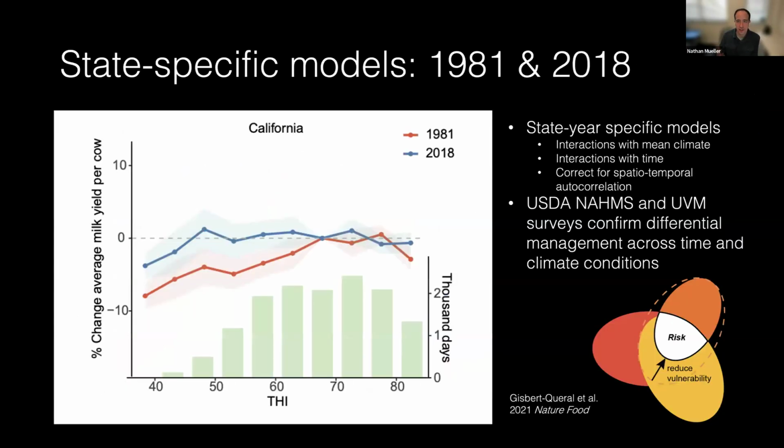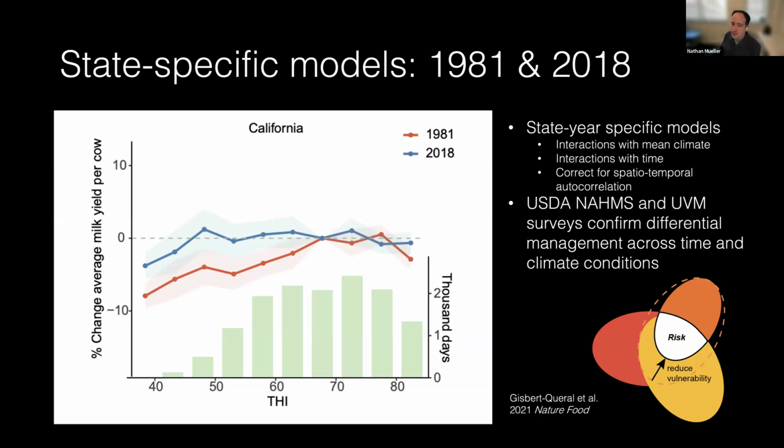And so we extended our model to actually account for some of these interactions with average climate and with time. And we can actually tease apart state-specific response functions. And so here's an example for California where you can see that now in the most recent decade, if you look at these uncertainty bounds, it's almost insensitive to weather. But in the past, what we saw was pretty high sensitivity, especially to cold stress in California.